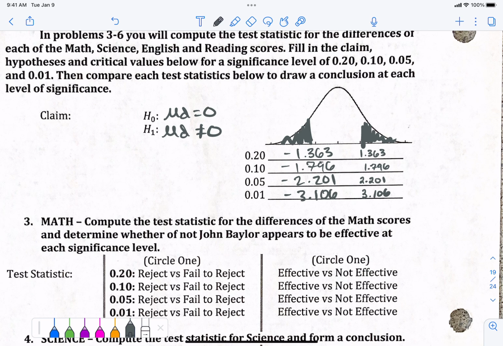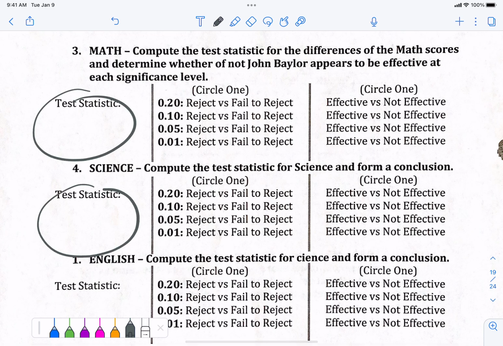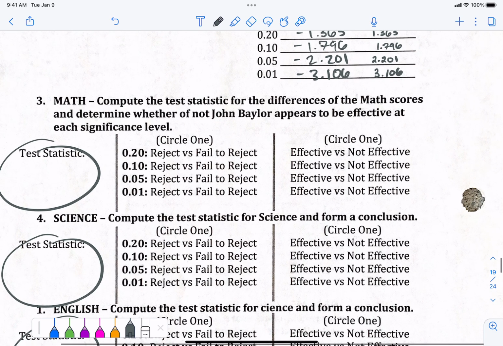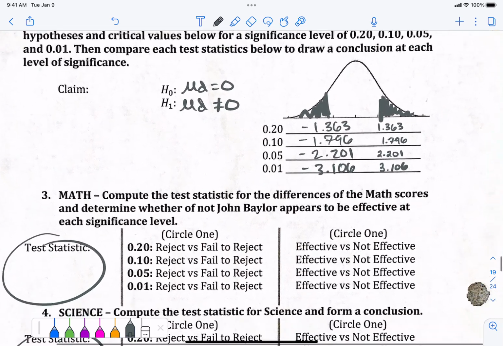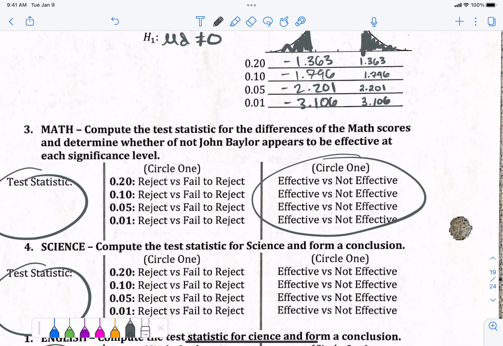All right, so all you need to do for homework is to go through and calculate the test value for each one and then say whether you're going to reject or fail to reject. And then does that mean it's effective or not effective? Now, in some of them, it will be effective for all fish values. In some it will be effective for 2 fish values, but not the other 2 fish values, right? Some of them it won't be effective at all, right? Like the reading scores, we kind of guessed that maybe reading was not effective at all, because the scores actually went down after John Baylor for reading. Okay, so that's what you have to decide.